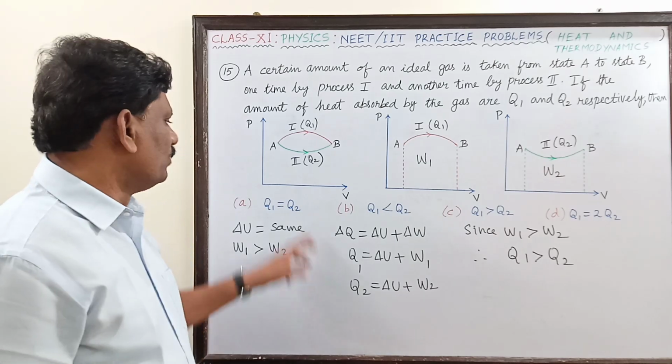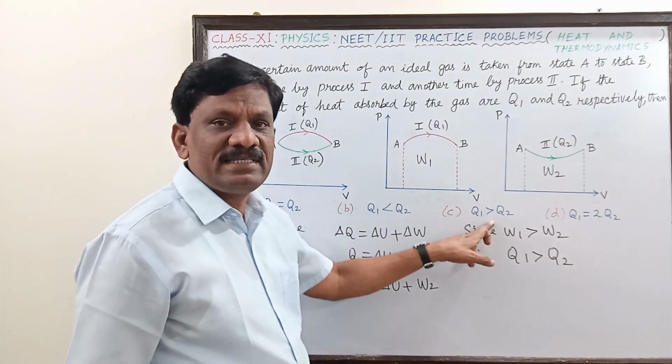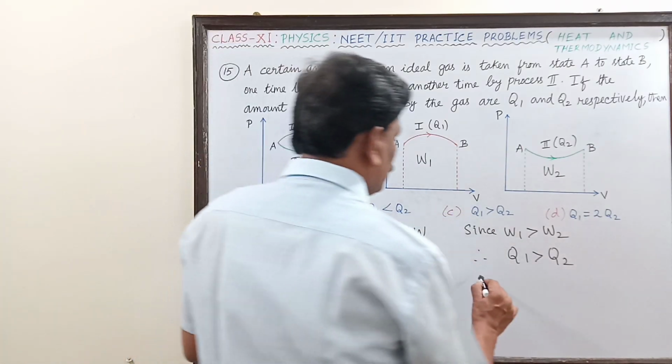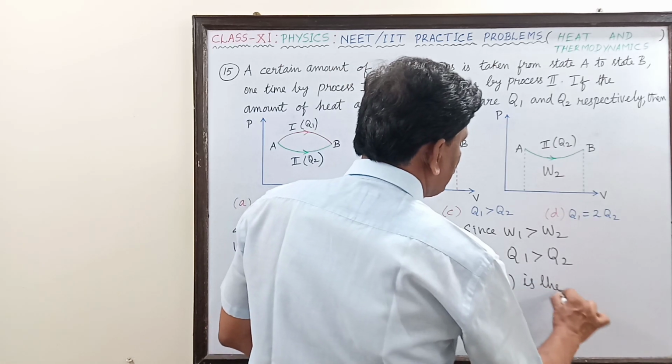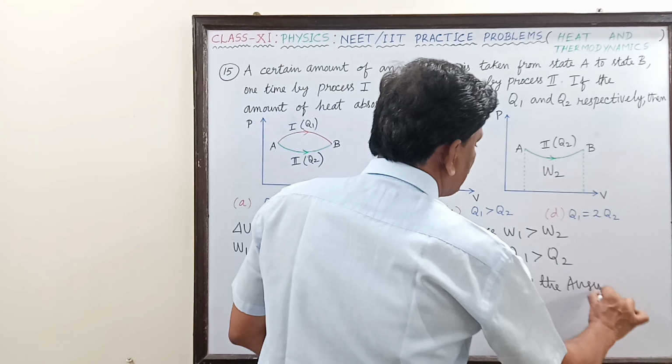Understand that? So which is the correct option? Option C, Q1 is greater than Q2. Therefore option C is the correct answer.